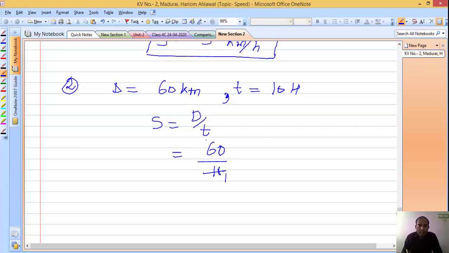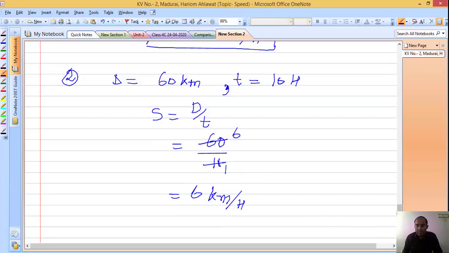10 ones are 10. 10 sixes are 60. So 6. What is here? Kilometer. 6 kilometer per hour. Okay, let's take one more example.